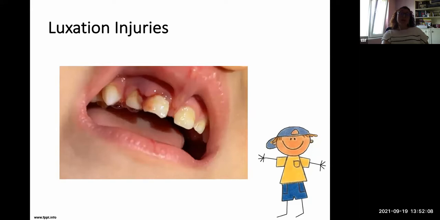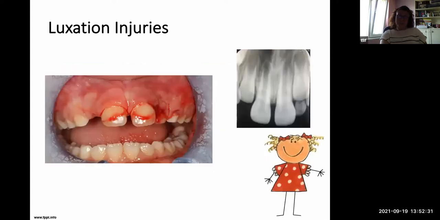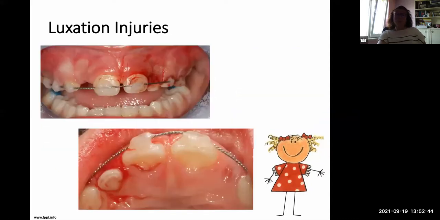So in subluxation cases, there is mobility and of course bleeding from the gingival crevice, and also we must note that no dislocation occurs in subluxation cases. In permanent teeth, if we face subluxation injuries, unlike primary teeth, flexible splinting for 2 weeks is required.